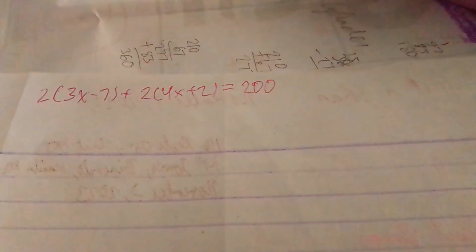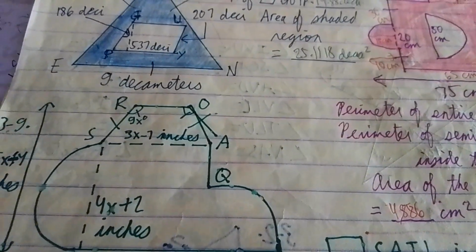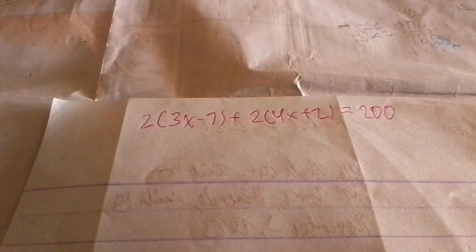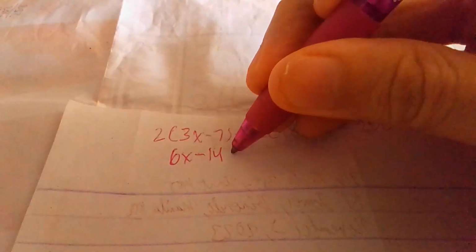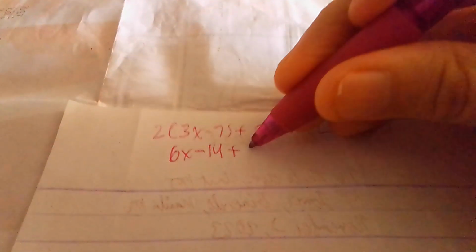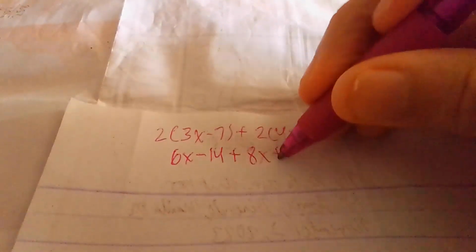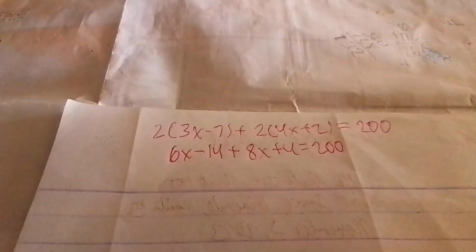Okay, so this is our solution. This stands for the perimeter. This one stands for the measure of every dimension. So you have 3x minus 7. Double check. Is it 3x minus 7? Yes, it is. And then 4x plus 2, which is the other one. Now let's solve for the following. First, 2 times 3x, that's 6x, right? Apply distributive property. This is negative 14 plus 8x plus 4 equals 200, right?